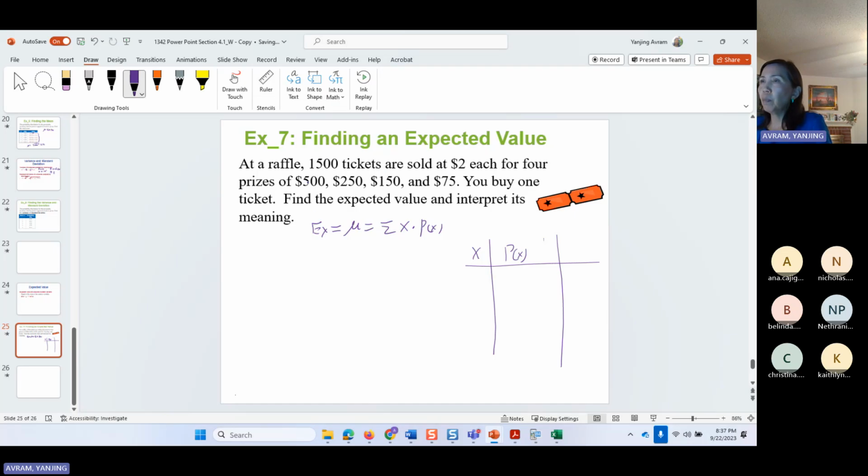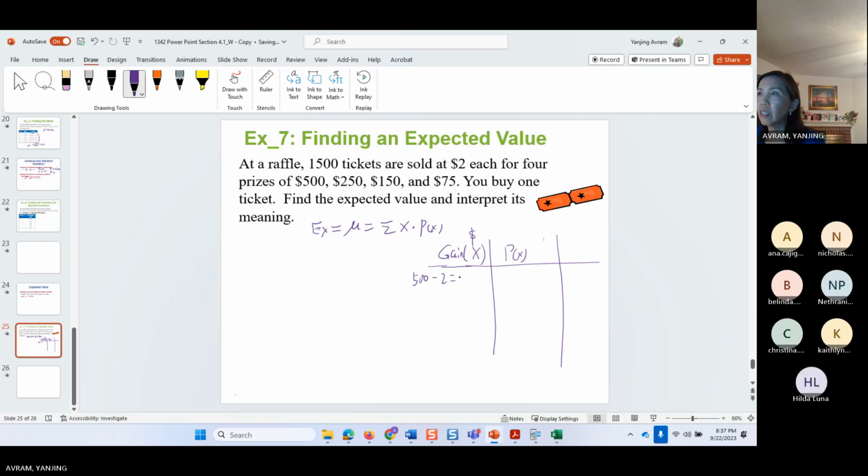So we have a price. We usually use the gain as the x value. How much you gain? All right. So if you win a fourth prize, do you have to pay $2 to buy the ticket? The answer is yes. So you actually gain $4.98. You do not gain 500. Is that right?